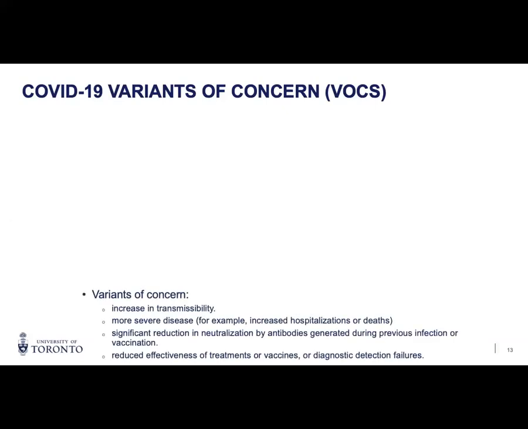So variants of concern are those variants that have increasing transmissibility compared to the ancestral strain. They have more severe disease, for example, increased hospitalizations or deaths. And there is significant reduction in neutralization by antibodies generated during previous infections or vaccinations. And there is reduced effectiveness of treatments or vaccines, or diagnostic detection failures.